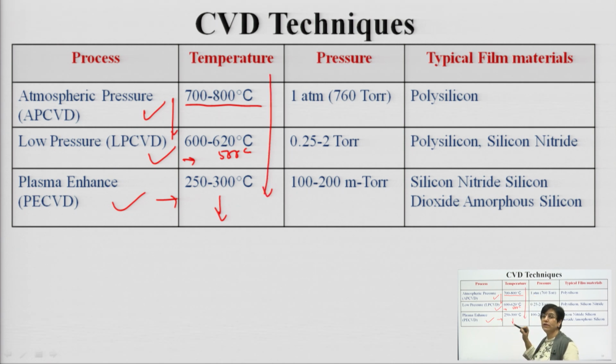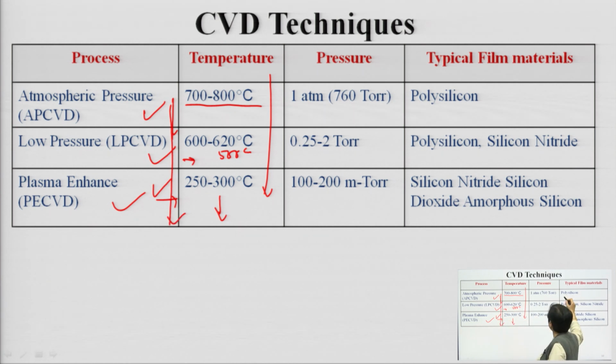So, if you do not want the process temperature to be raised, then you should go for the plasma enhanced technique. If you can afford a high elevated temperature, and it is simple film deposition, and you do not have to bother about the electrical properties of the underlying films or layers, then you can go for atmospheric. So, as you go down, the cost will increase.